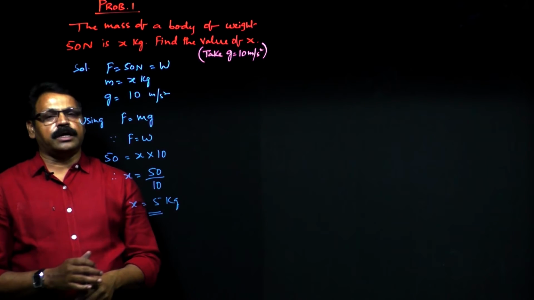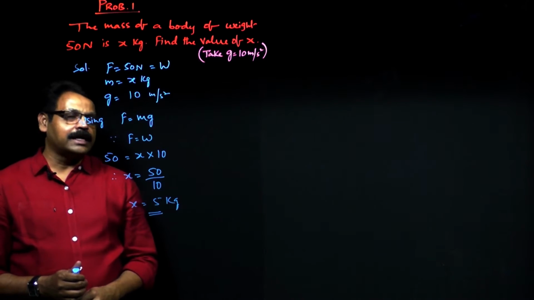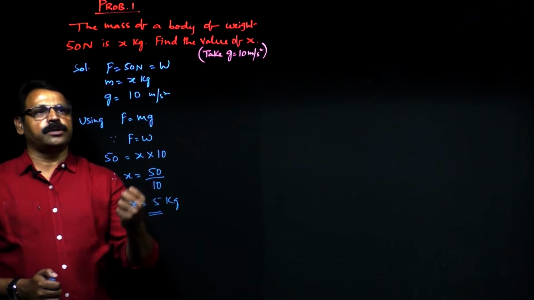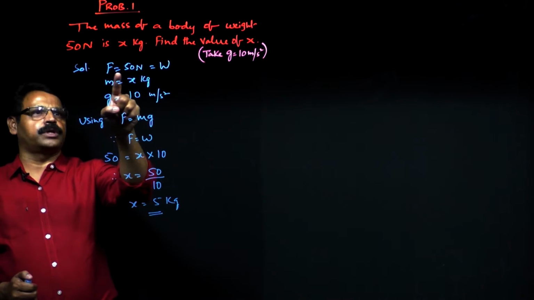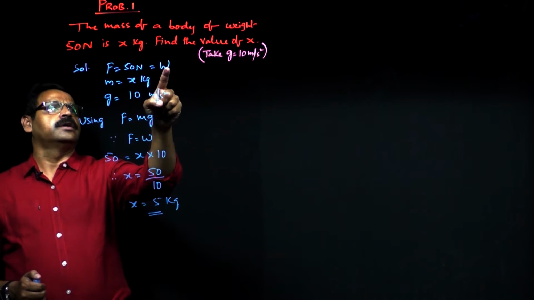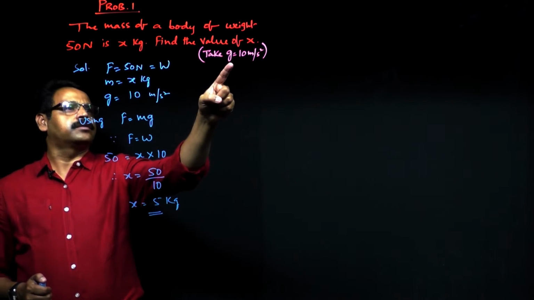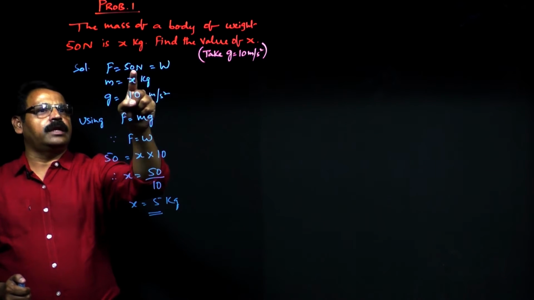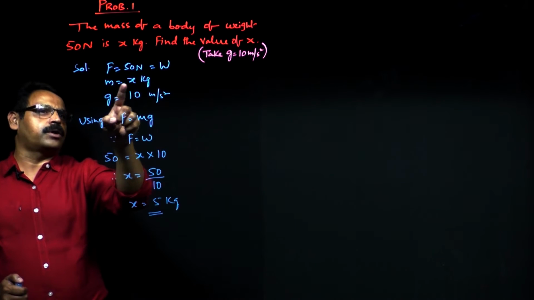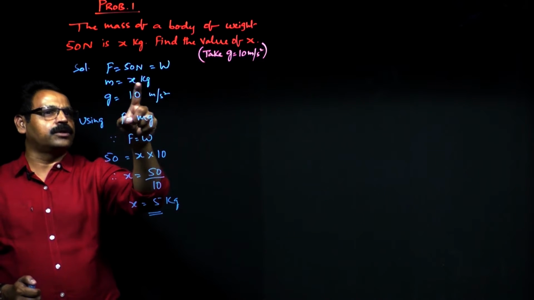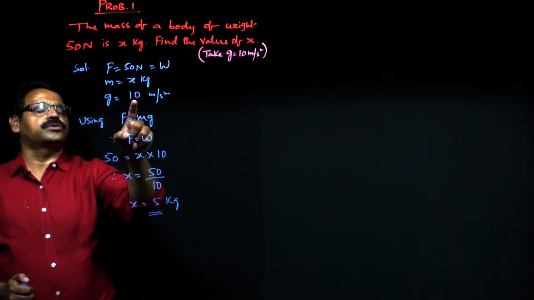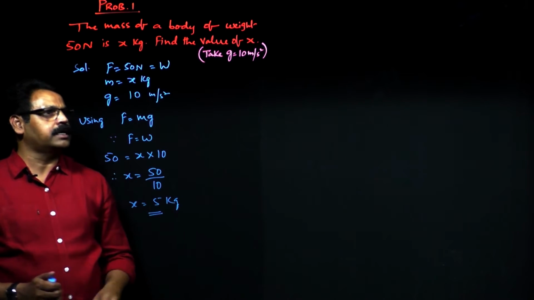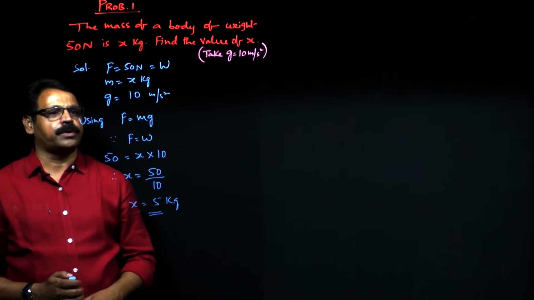As we know, whenever you are calculating weight, it is nothing but the force due to the gravitational pull. That means it is nothing but a force only, that we are calling weight when you are taking it in terms of g. So F, or weight, is given, mass is not given, he is saying it as x kilograms, and acceleration due to gravity is actually 9.8, but in the problem he asked us to take it as 10 meter per second square.